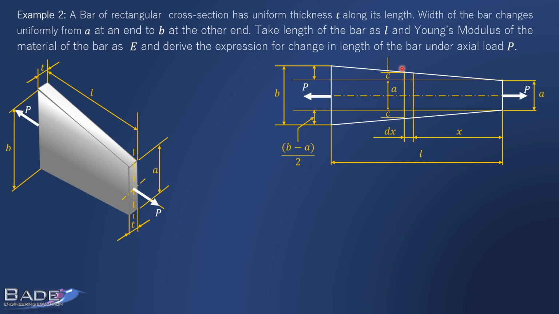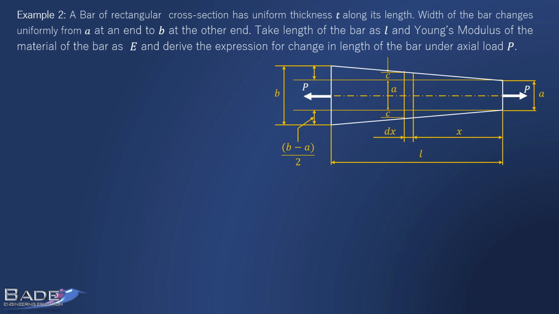So it means the width of the cross section here is A plus 2C. Let the width here be d, and that d is A plus 2C. So the width of the cross section at distance x from the right end is d, and that is equal to A plus 2C. Using similar triangle geometry, height by base of the smaller triangle, C by x, is equal to height by base of the bigger triangle. So B minus A by 2 divided by L, this height is B minus A by 2. So this is how we have expressed C in terms of x.